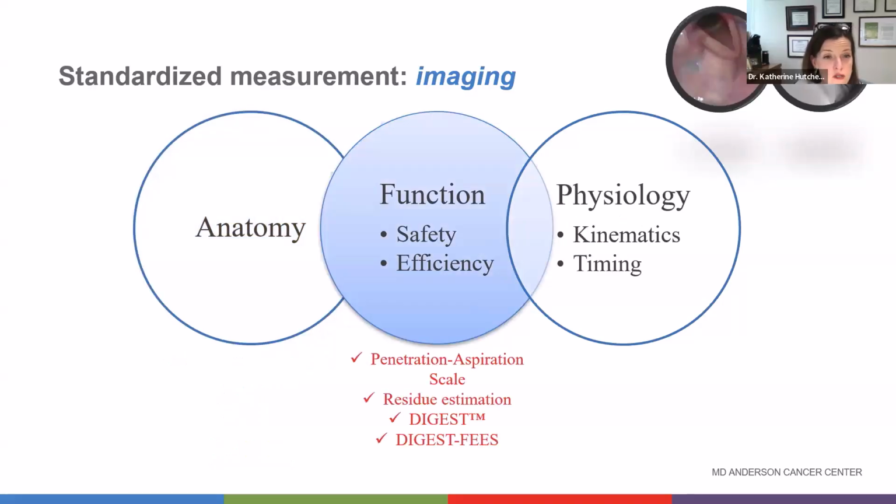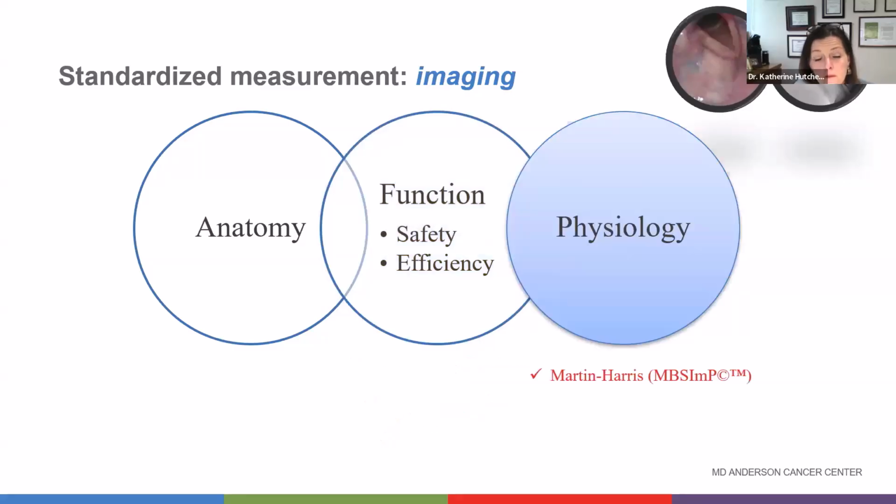Digest serves as our measure of the swallowing function of the patient, meaning how safely and efficiently they actually clear the bolus. We report the Digest alongside the penetration aspiration scale as well as the residue data. And then finally, and very importantly, we map that to the physiology. So we report the Digest grade alongside the MBS IMP.